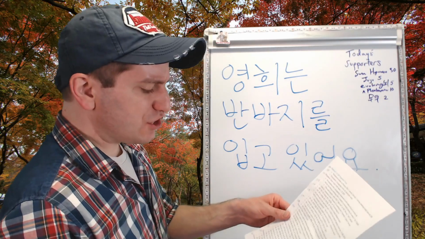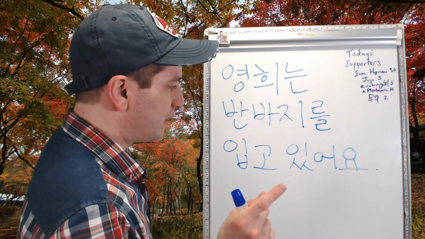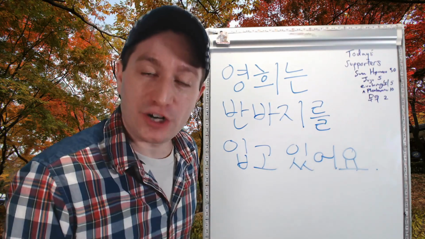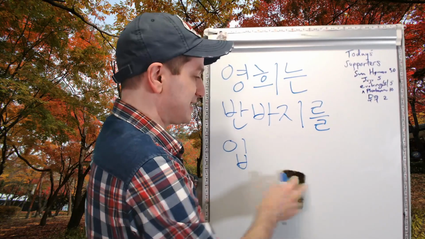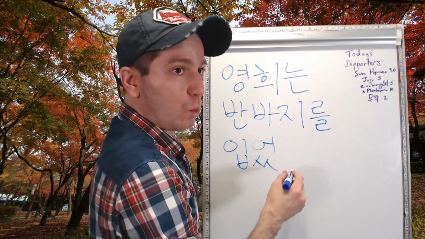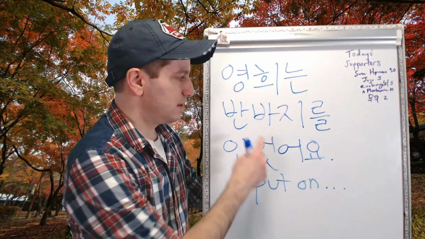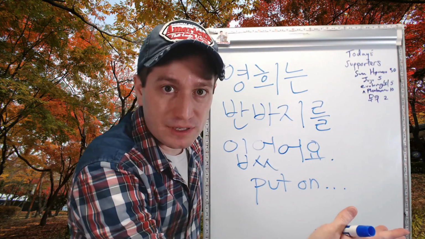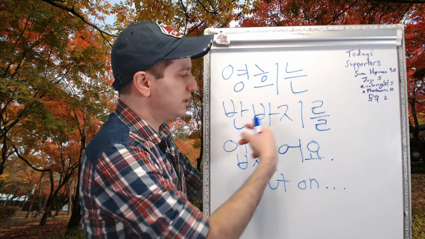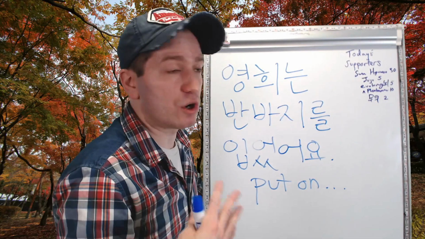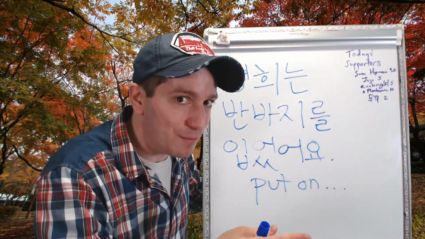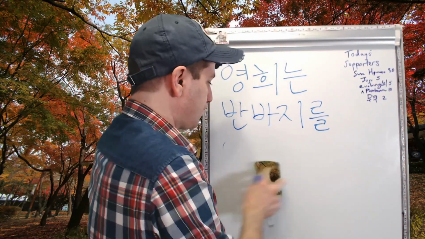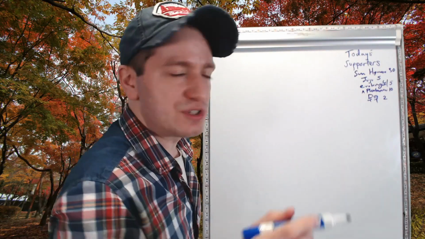However, you actually don't need to use this form to say that someone is currently wearing an article of clothing. You can also use the regular past tense to say that someone wore something, put on. As in, she's still wearing them, but she put them on. 영희는 반바지를 입었어요. She wore shorts. 입고 있어요 is emphasis that it's currently right now. She's wearing them.